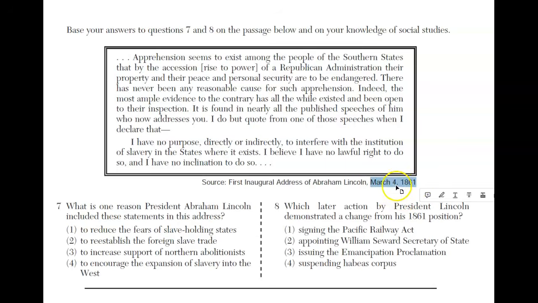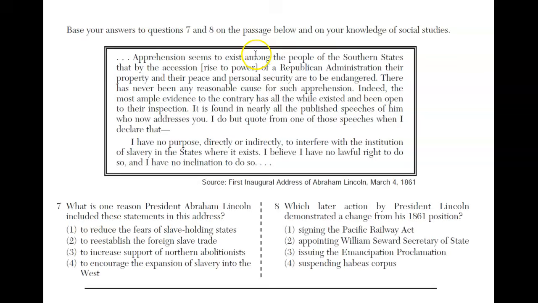March 4th, 1861. Presidents today are sworn in in January. We made that change as a country in the 1930s. But in Lincoln's day, you got elected in November, but you didn't actually take office till the following March. 1861, okay, and you perhaps remember that in April, a little more than a month later, the Civil War breaks out. So the Civil War has not happened yet. Lincoln has been elected president. He gives his speech on the day he becomes president, and this is what it is.